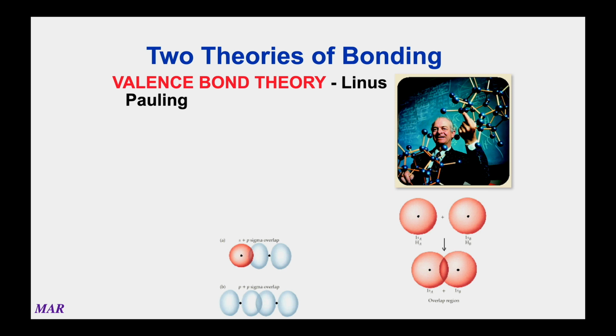And valence bond theory is pretty cool. Valence bond theory is something that you can literally do on the back of an envelope. You don't need a sophisticated computer or anything to figure out the results of valence bond theory.